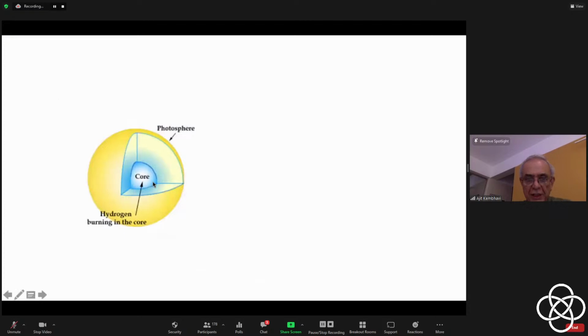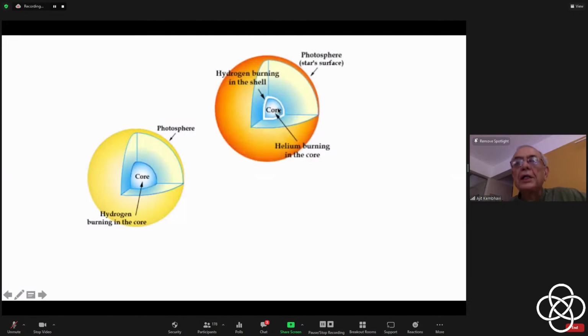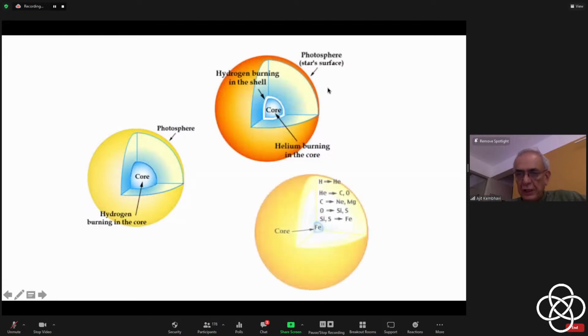So you see here a picture of hydrogen burning in the core, and here the helium is burning in the core, then there's a hydrogen shell, and then there's the photosphere. And here you have iron; this is a star which has gone the whole hog. So iron, and then as you go outwards, you get progressively lighter nuclei.